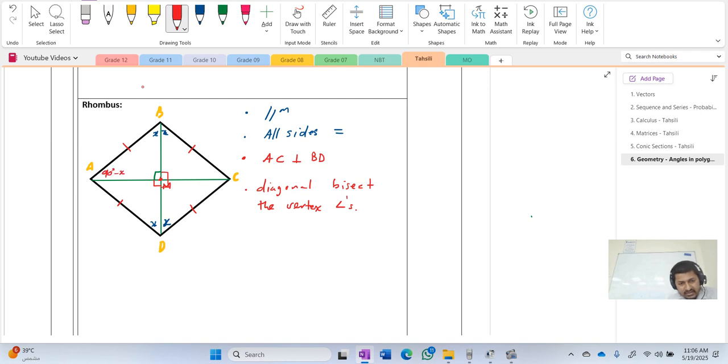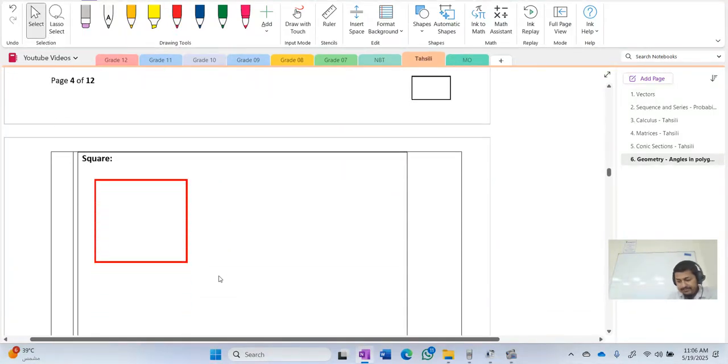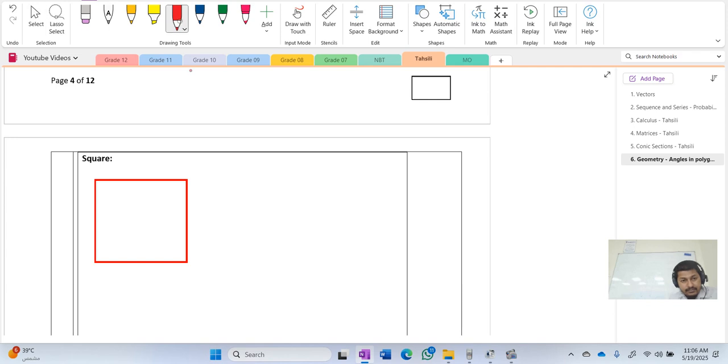Right, moving on to the next part, a square. So a square is a parallelogram. All the properties of a parallelogram fit into a square. A, B, C, D. Each interior angle is equal to 90 degrees, right? Diagonals are equal, in other words, equal diagonals.